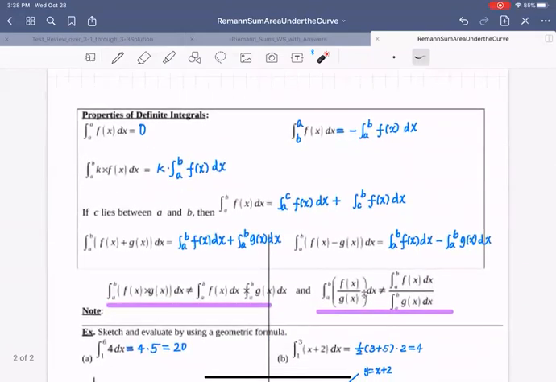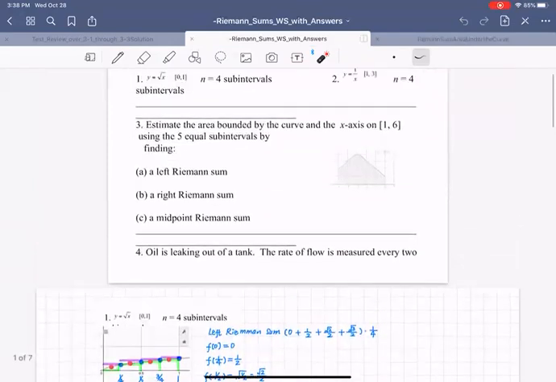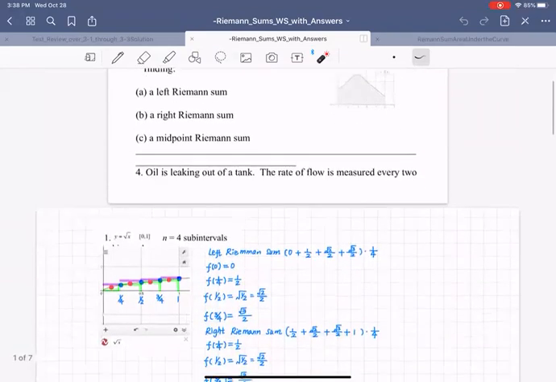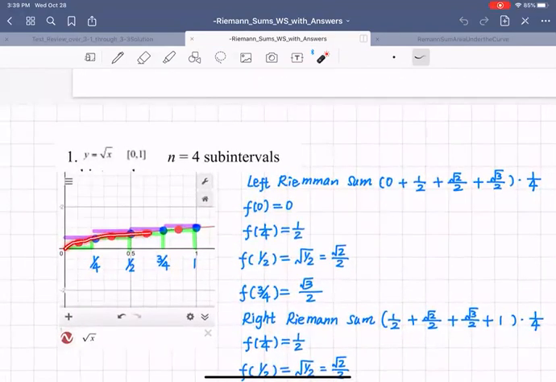So I'm going to come to this one. The first question is y equals square root of x, from 0 to 1, with 4 subintervals. So I draw y equals square root of x here, and from 0 to 1, this is 0, this is 1. n equals 4 subintervals means you split from 0 to 1 into 4 equal pieces, right? So here is 1/4, here is 1/2, and here is 3/4, right?